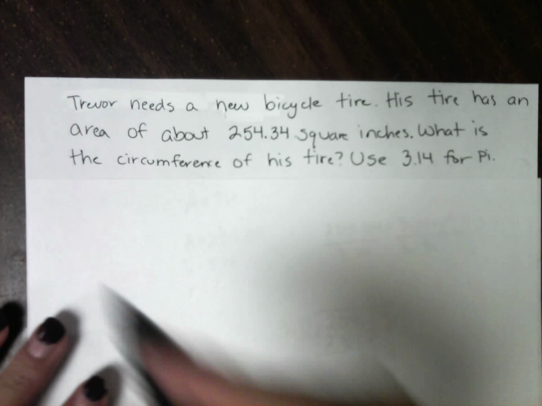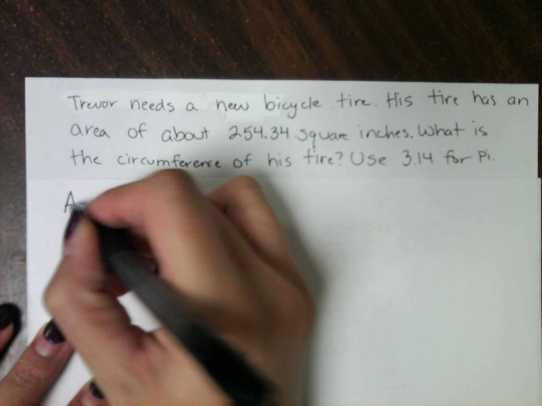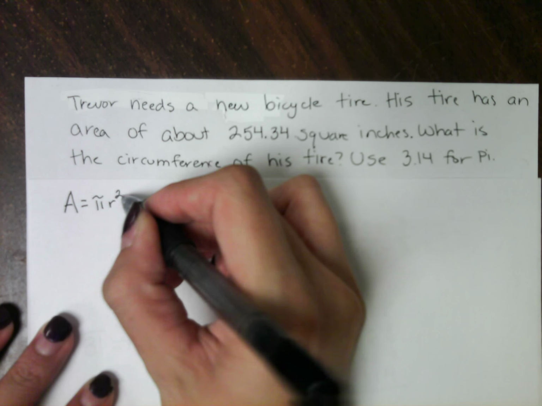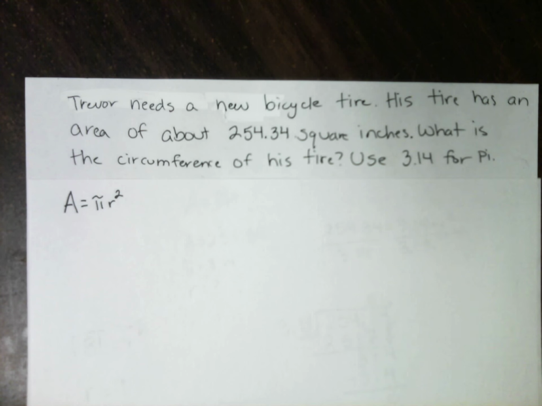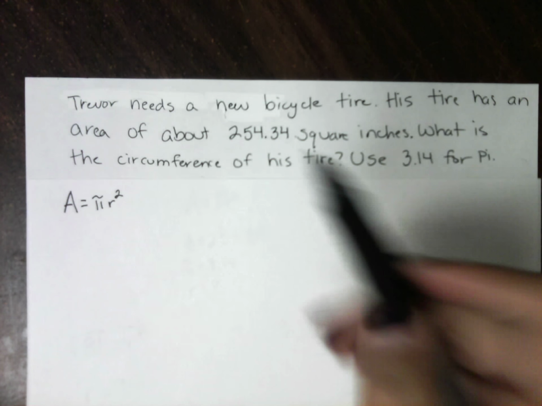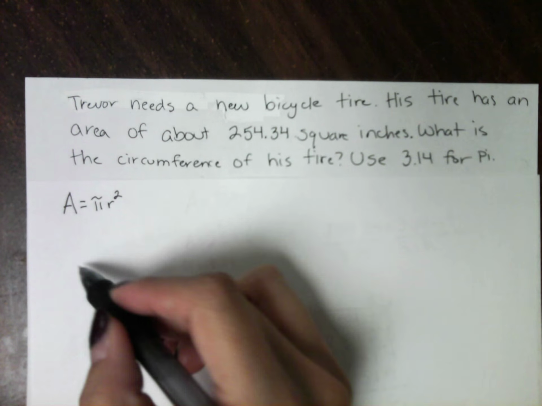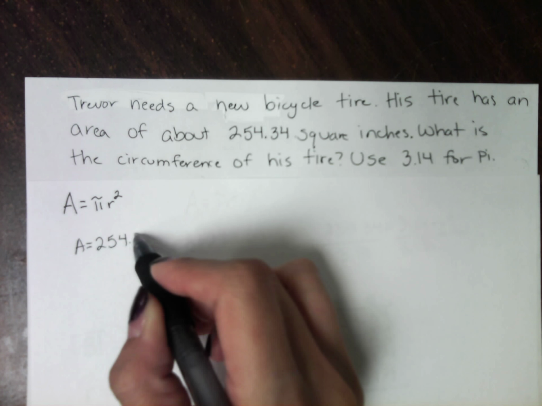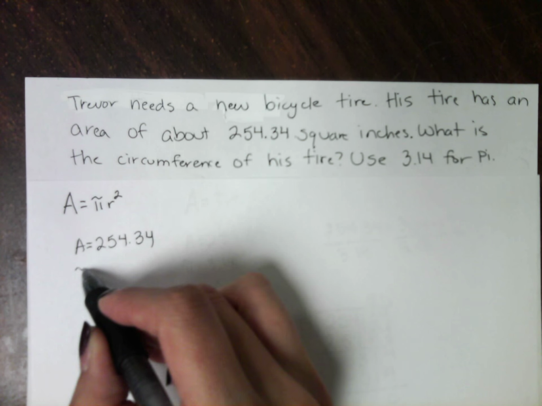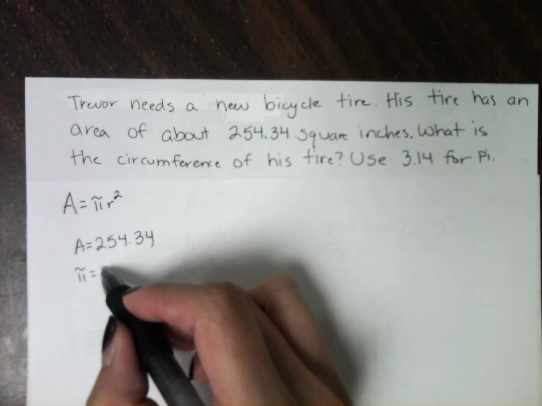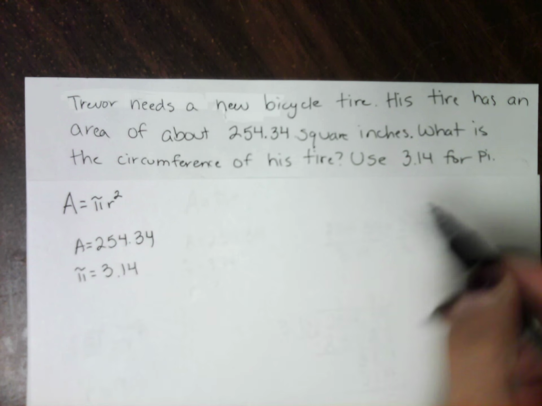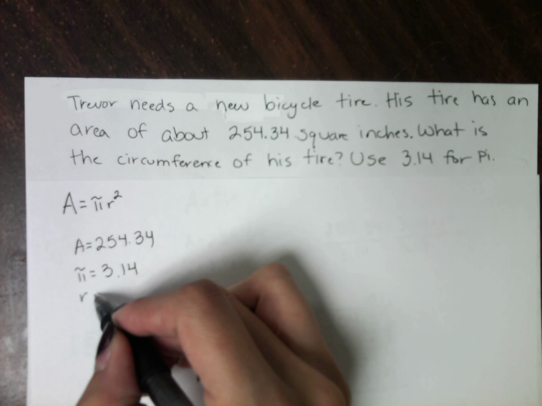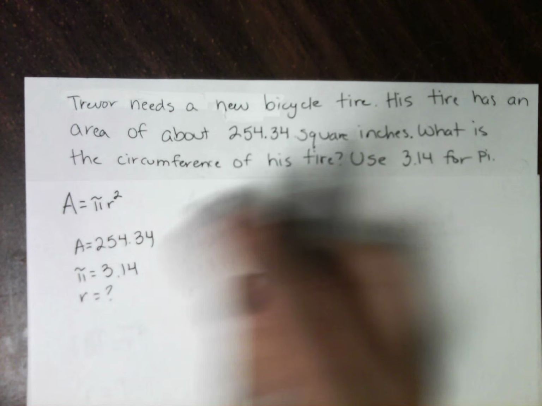So the first thing that we need to do is know our area formula, because that's what it's giving us first, which is going to be A equals pi r squared. So we already know what the area is, and so I'm going to make sure I plug in what I know. Pi is 3.14. It asks you to use pi 3.14. And we don't know what the radius is yet. So now these are just like puzzle pieces.